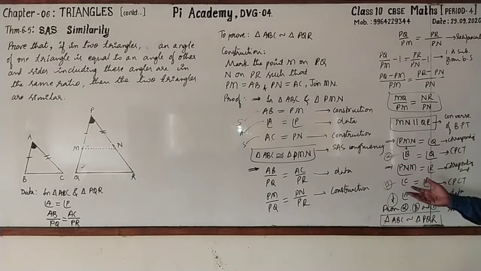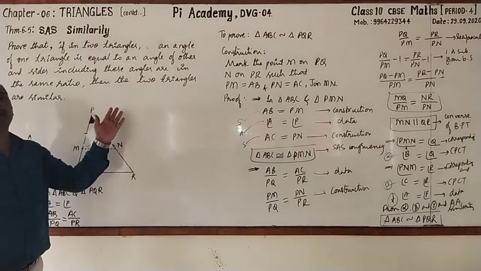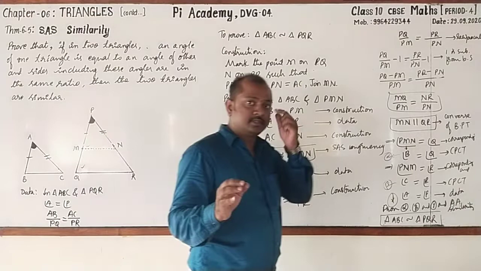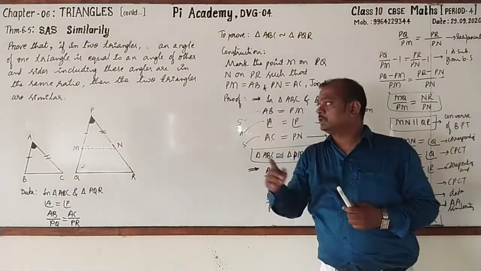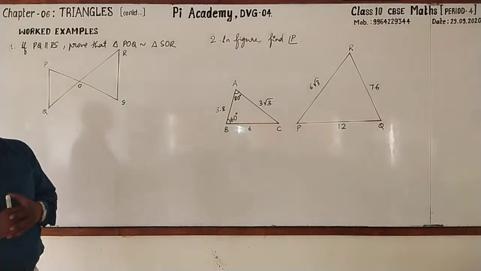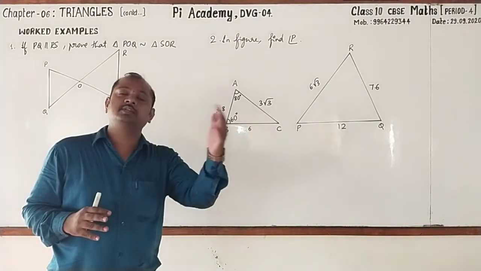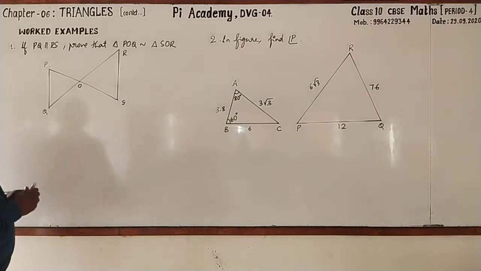So if the corresponding angles are equal, two triangles are similar according to AA similarity. Dear students, all the similarity criteria are important. Please do practice them regarding their proof. Yes, copy this. Dear students, now we are moving to some of the worked examples related to all the three similarity criteria we have proved. Just go through this.